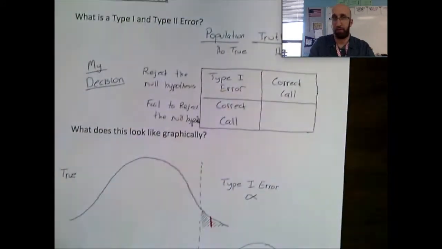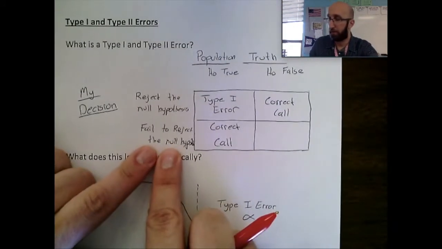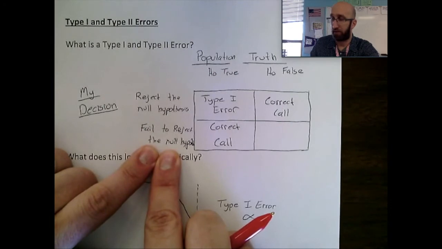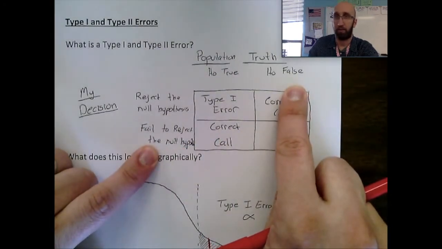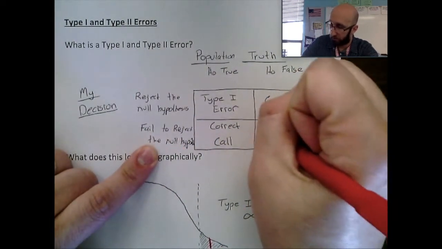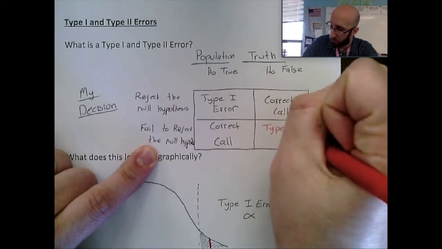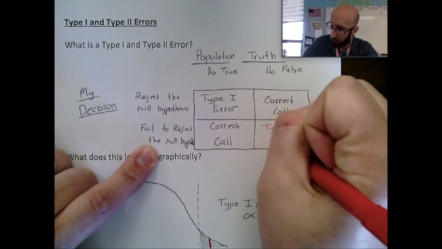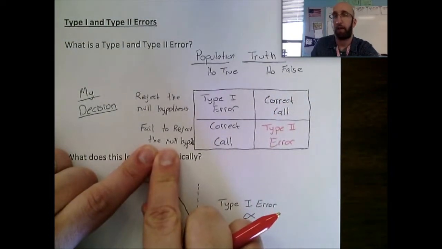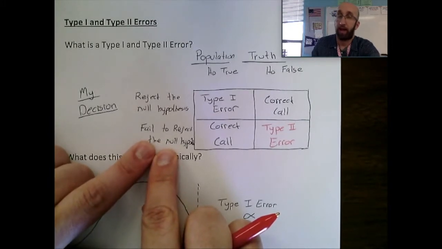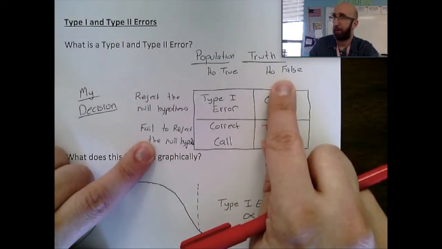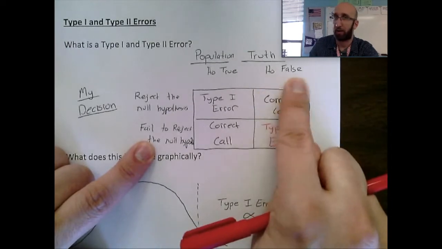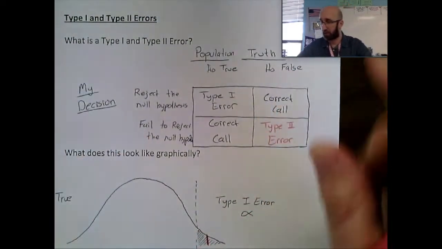Here's what a type 2 error is. You're going to fail to reject the null hypothesis, but the null hypothesis was not true. This is a type 2 error. So you're failing to reject the null hypothesis. So H0 you're kind of okay with, but H0 isn't really what's happening. It's not correct. The alternative is what's actually happening.